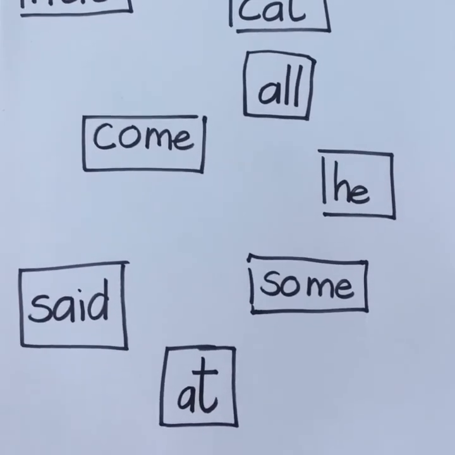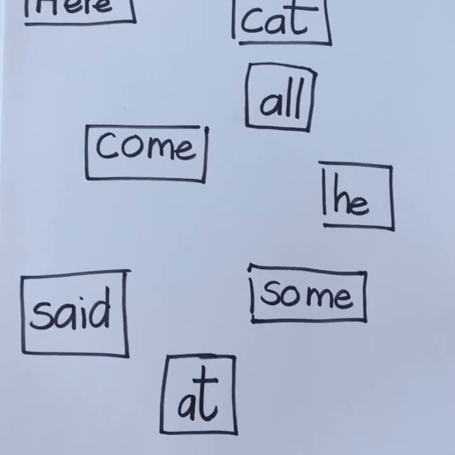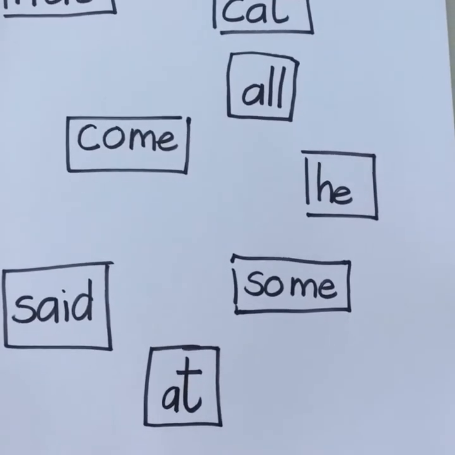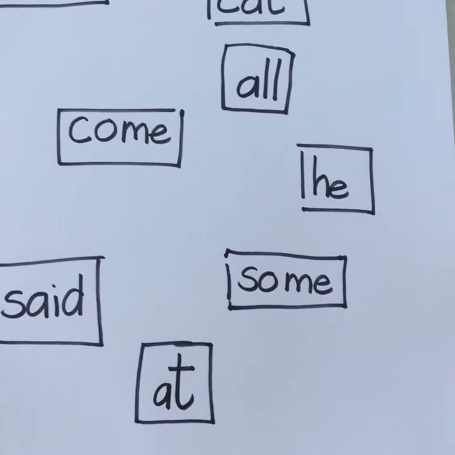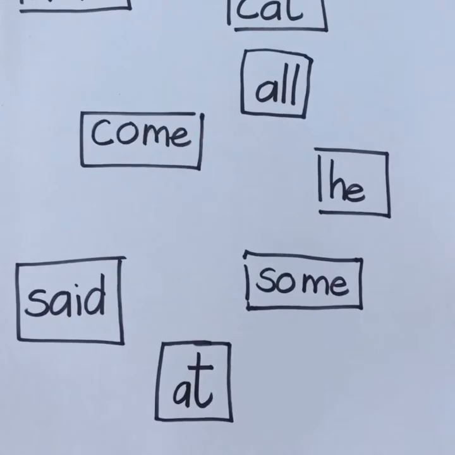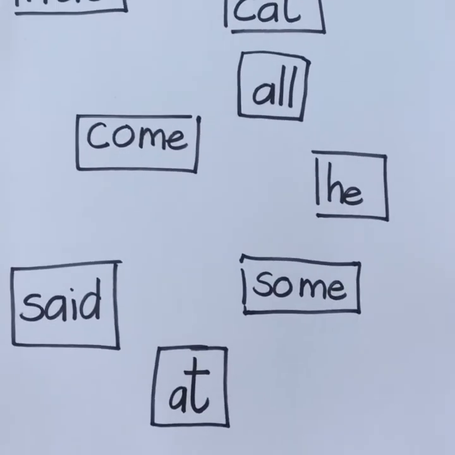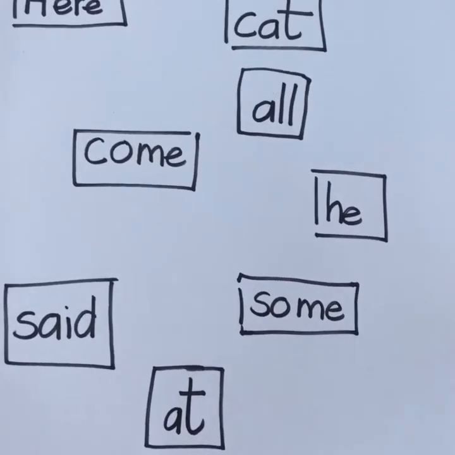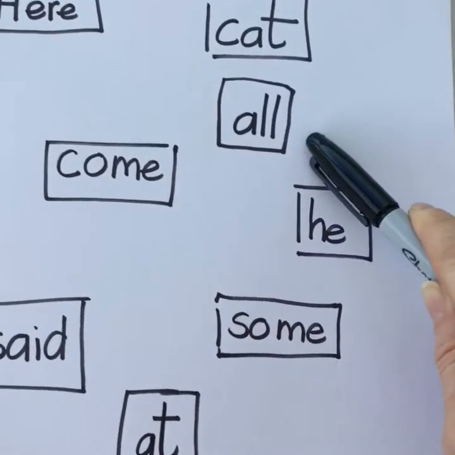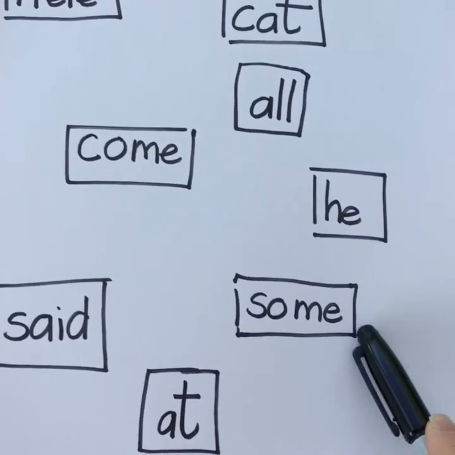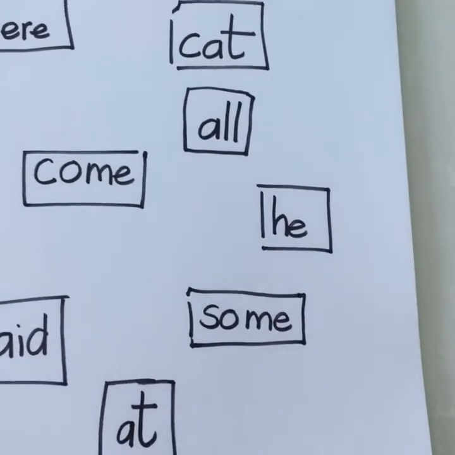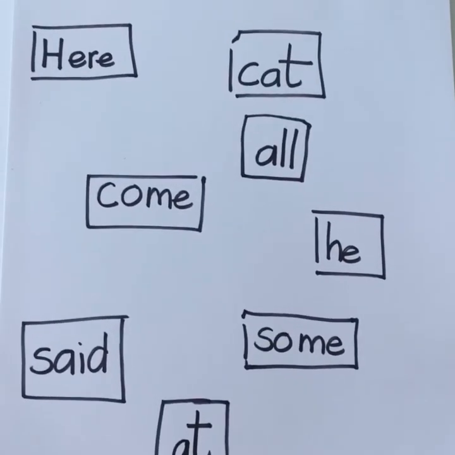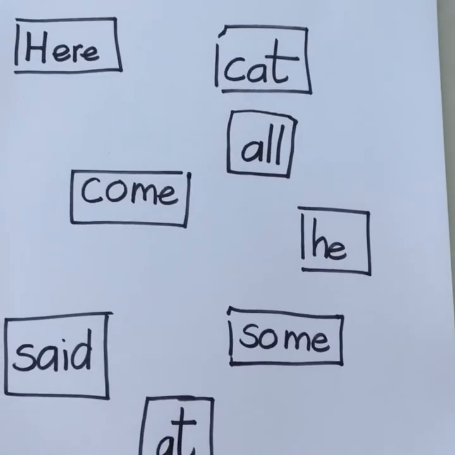So for you, maybe if you had a dice, okay, I think five seconds. Or even write down 5 and draw 5 dots beside it. So I say, okay, starting now. Here, cat, all, come, he, some, at, said. Stop your timer and you let them know how many seconds it took them.